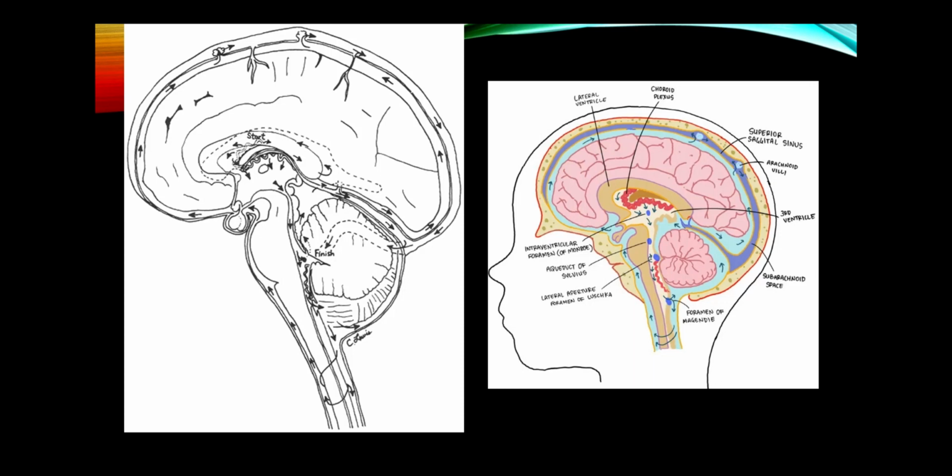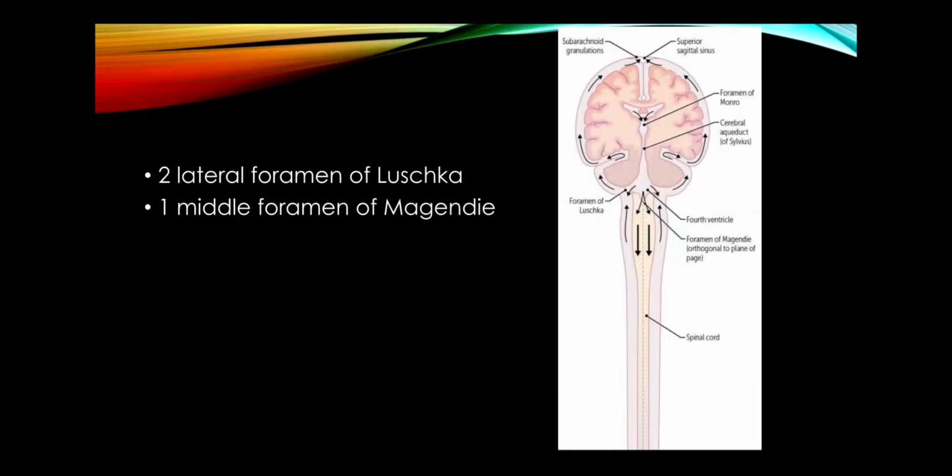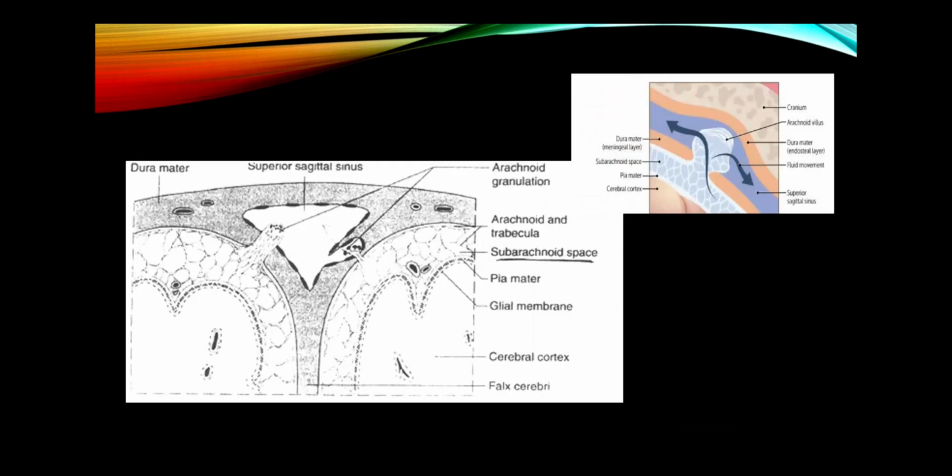Okay, so I think almost all of these drawings were done by medical students here over the years. So here's just another representation, nice drawing here of the same thing following the flow of cerebral spinal fluid. Okay, so remember from the fourth ventricle, you have the two lateral foramen of Luschka and then a single midline foramen of Magendie. And this is again how the cerebrospinal fluid gets from the ventricular system into the subarachnoid space.